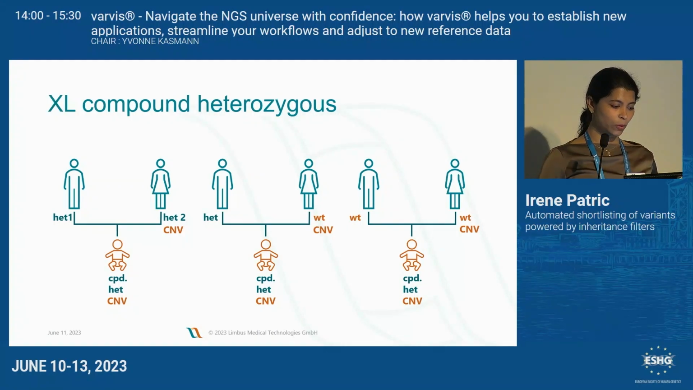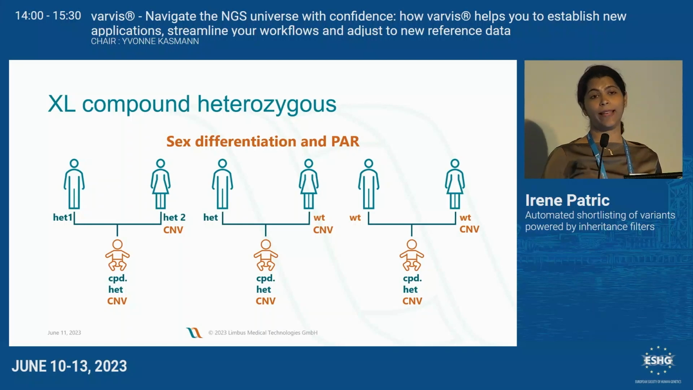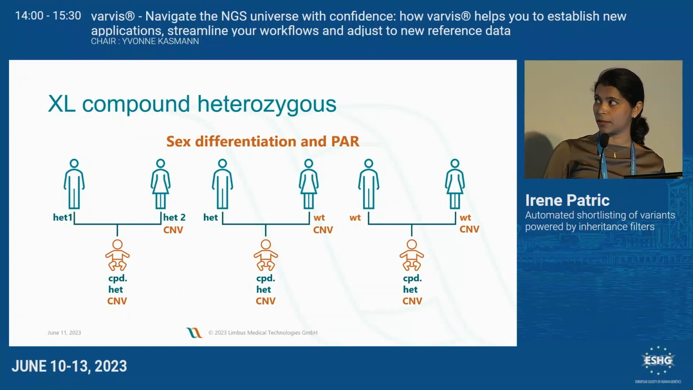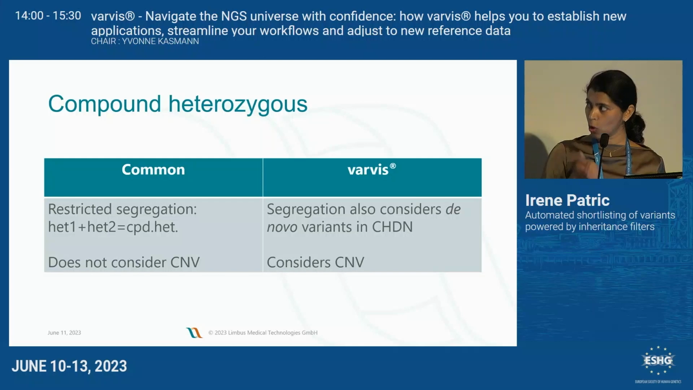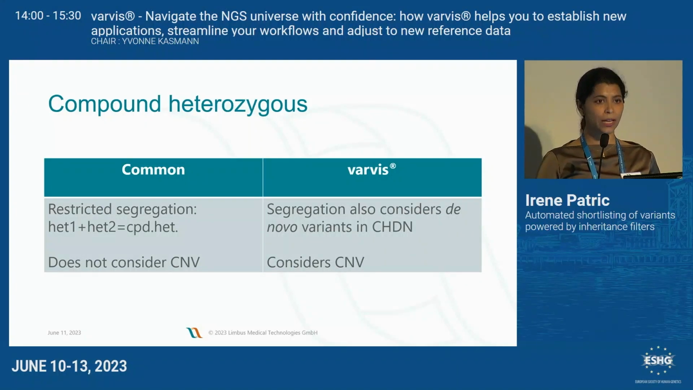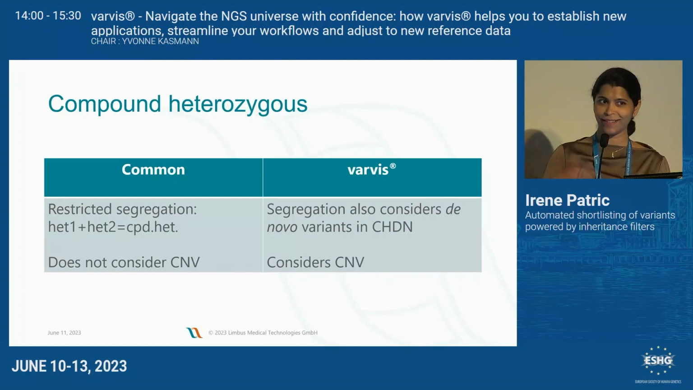And when it comes to X-linked, there's more than this. You have the sex differentiation and then the pseudo-autosomal region that also needs to be considered in addition to this. So we consider de novo variants for the X chromosome and also the pseudo-autosomal region. And of course, considering CNV as a second hit is very important, and I'm sure all those who have analyzed have always seen such cases.